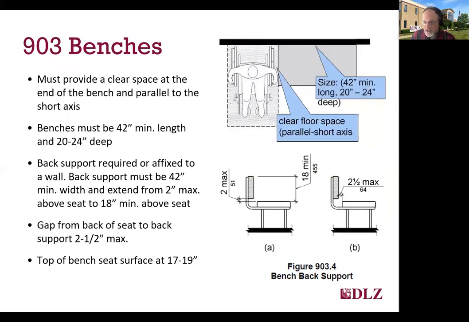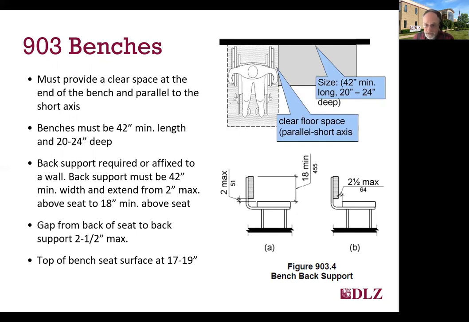Technical requirements for benches in changing and dressing rooms are found in section 903, and it essentially requires a clear space at the end parallel to the short axis, as shown in the upper figure on the slide. The upper figure also shows the minimum 42-inch length required, as well as the 20 to 24-inch depth. Figure 903.4 displays graphically the requirements for back support, being that it must extend from a maximum of 2 inches above the seat to a minimum of 18 inches above and have a gap of 2.5 inches maximum at the back. And that can also be a wall. It doesn't necessarily have to be a back to a seat if you mount the bench to a wall.